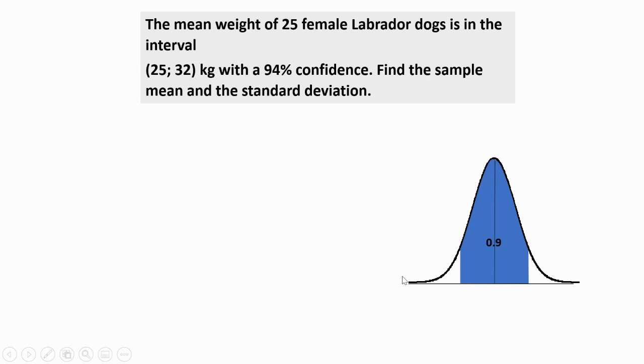All right. If we take something like this, this is often asked. If that is asked, you're very lucky, and it's nice, easy marks. The mean weight of 25 female lab dogs is in the interval 25 to 32 kilograms with a 94% confidence. Find the sample mean and the standard deviation.